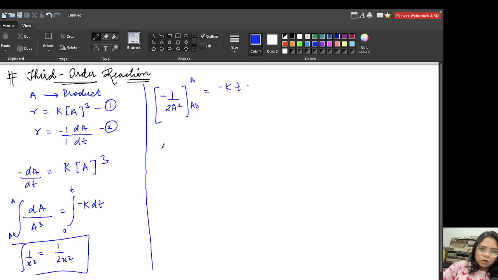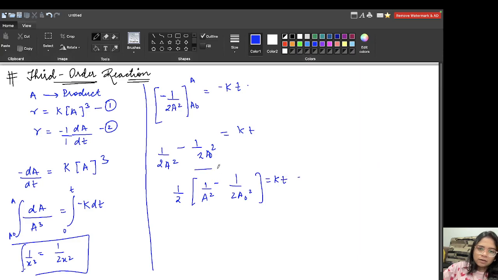Then how will you write it down? 1 upon 2a square minus of 1 upon 2a naught square equal to your kt. 1 upon 2 is your common thing. 1 upon a square minus of 1 upon a naught square equal to 2kt. Right, this is how you write your third order reaction.